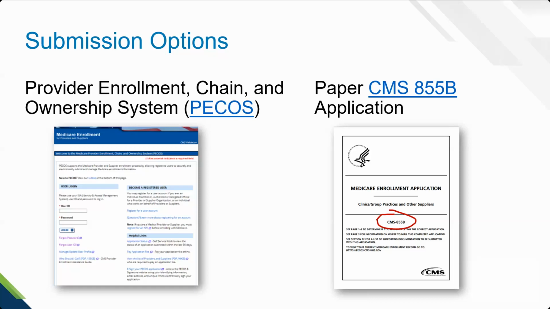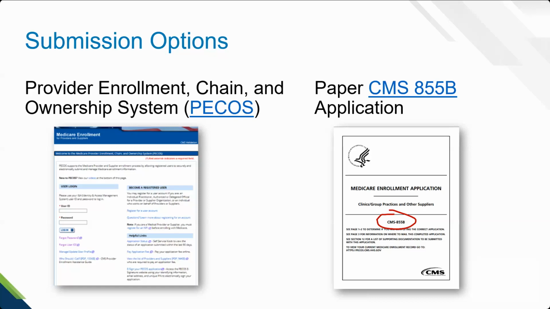And because of that, along with some manual data entry that has to happen with a paper application, a paper CMS 855B, or any paper application for that matter that does not require any type of development, can take up to 30 calendar days to process. And that's simply because there's more manual labor involved in doing that.